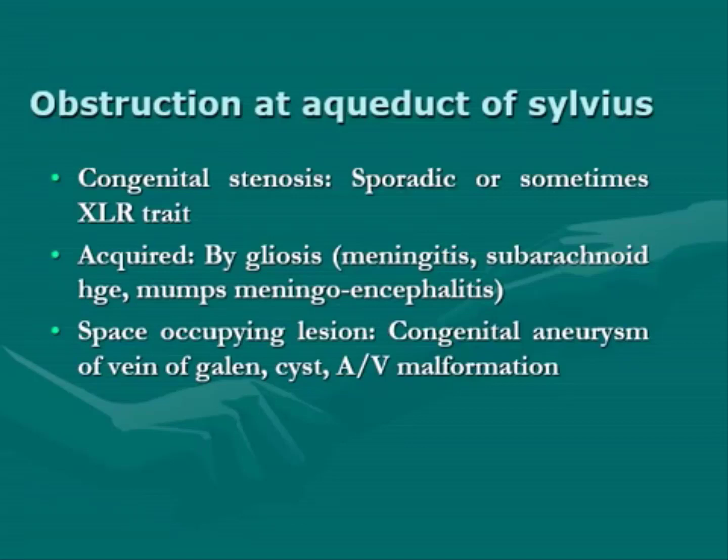Or there may be space-occupying lesions, like a congenital aneurysm compressing the aqueduct of Sylvius. The most common one is the aneurysm of the vein of Galen, or any AV malformation, cyst, tumor, or abscess compressing the aqueduct of Sylvius.